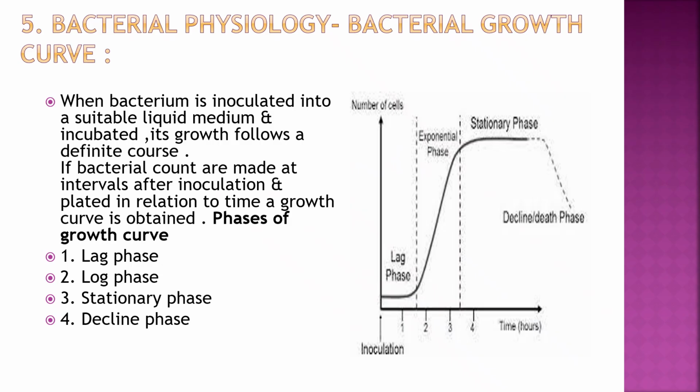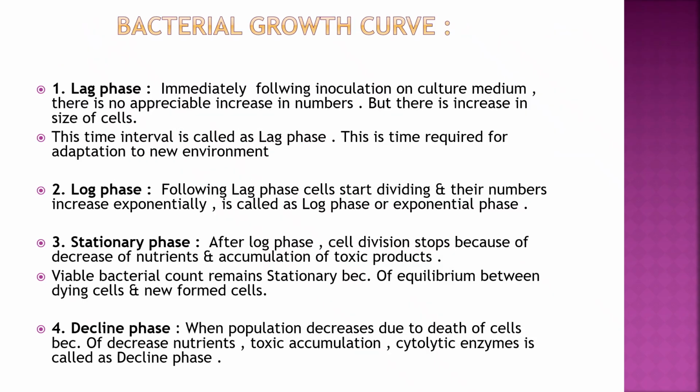Hello students, today we will see bacterial physiology, that is, the bacterial growth curve. When a bacterium is inoculated into a suitable culture medium or liquid medium and incubated, its growth follows a definite course, and that curve is called the bacterial growth curve. There are four stages in the bacterial growth curve: lag phase, log or exponential phase, stationary phase, and decline phase. In this diagram you can see these four phases.